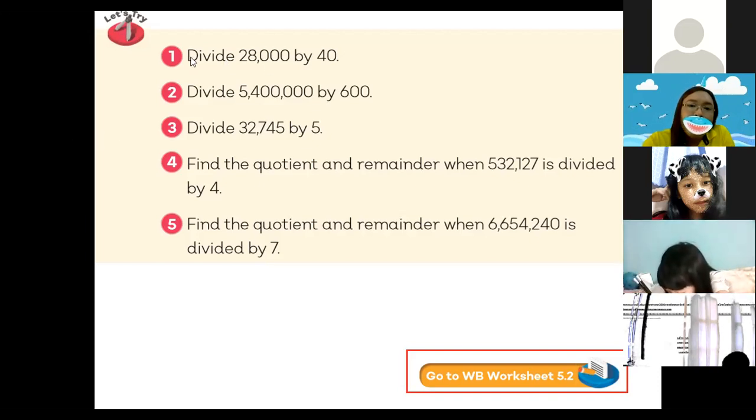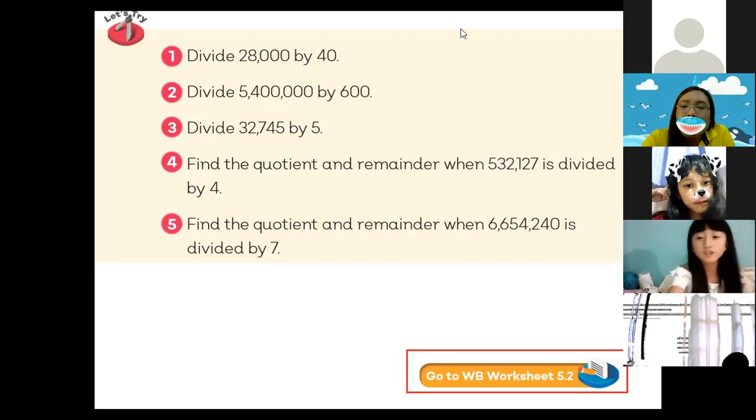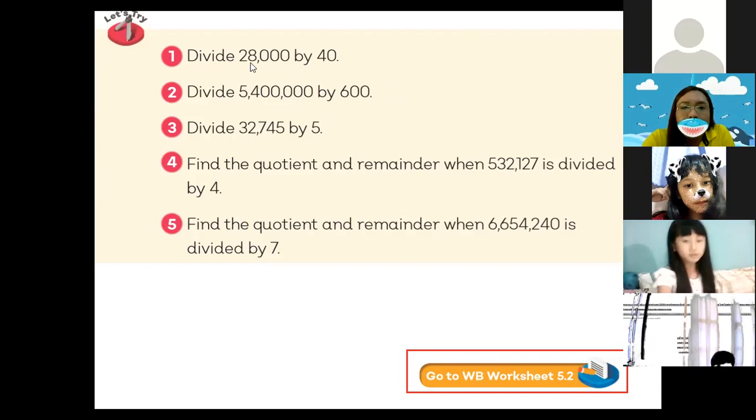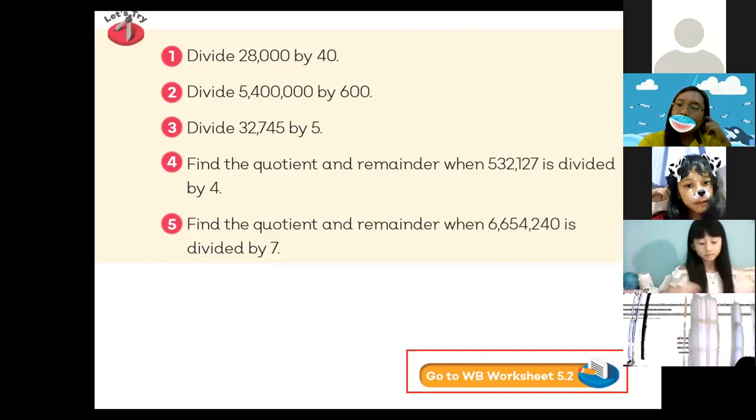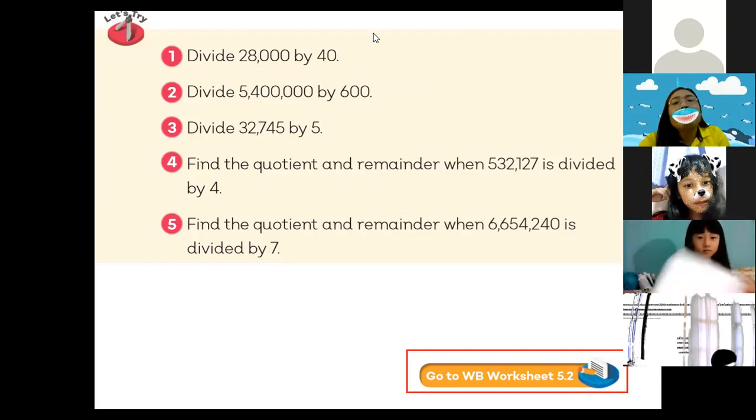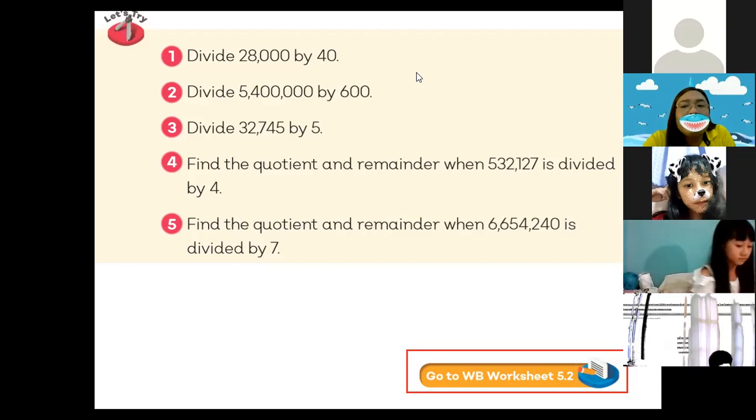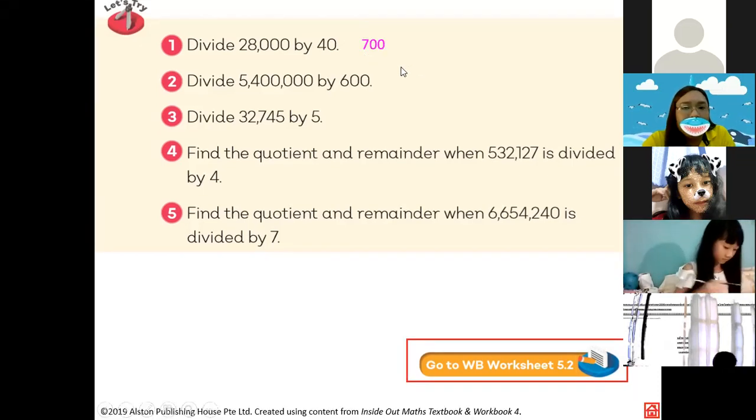So for number one, we have divide 28,000 by 40. Who would like to answer? Teacher, me. Spy, okay, let's do it. Spy first. Divide 28,000 by 40. What is the answer? 700. Very good. So the answer for number one is 700. Okay, kindly check your work, kindly check your book, class, if it's correct.